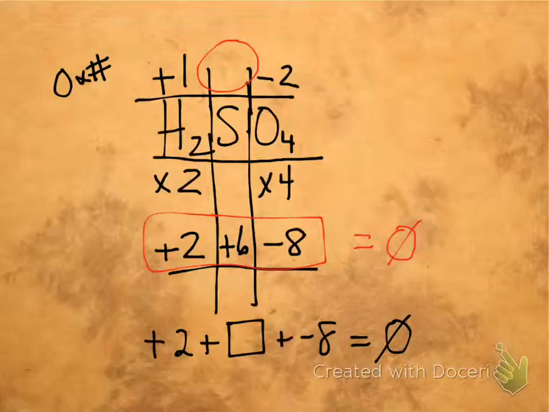How many sulfurs do we have to divide that up amongst? 1. Divided by 1, we have an oxidation number on sulfur of plus 6. That looks like an H. It's not.